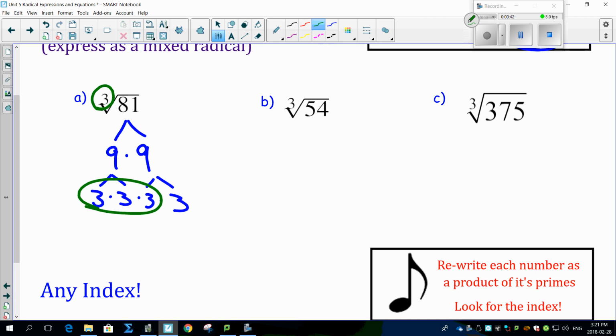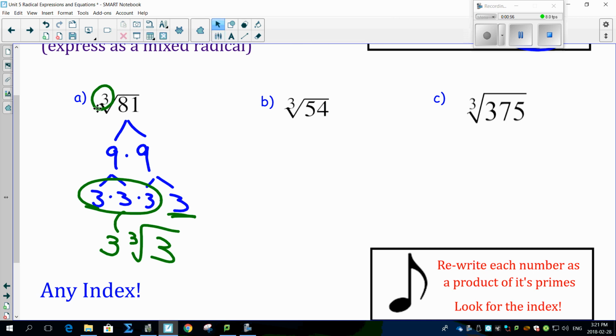So just like before, take one representative out, put the original root down, and tell me what's left. Look at that. That's 3 cube root of 3, and that better give me the cube root of 81. And in fact, it does.